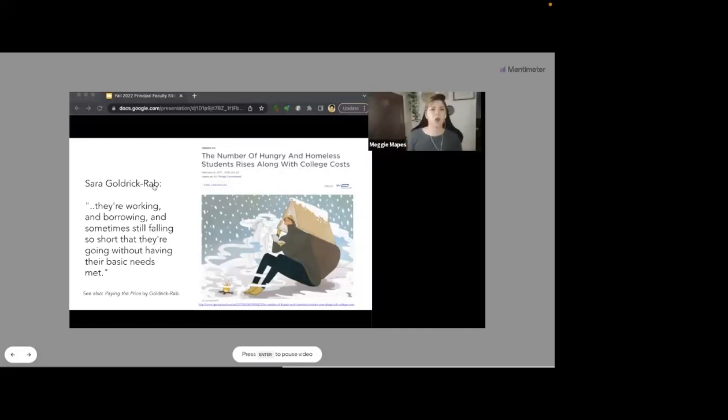I think a lot about this quote from Sara Goldrick-Rab, who wrote, quote, students are working and borrowing and sometimes still falling so short that they're going without having their basic needs met. As a teacher, and with that value of inclusive education, when we think about that shared value, it makes me wonder, right, how can we teach without first being attuned to students' basic needs?